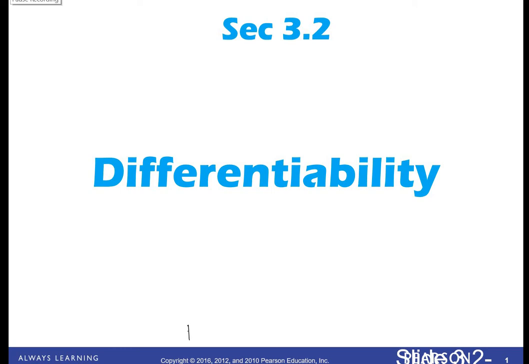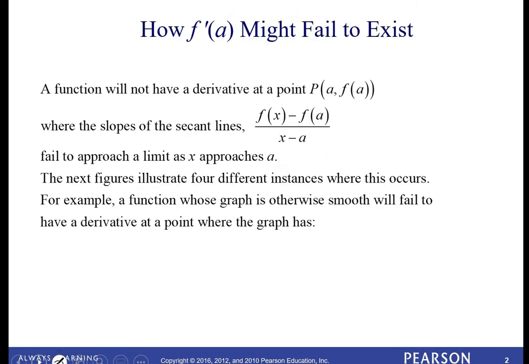In section 3.2, we're going to talk about differentiability, so the ability for a function to have a derivative. How f prime might fail to exist. A function will not have a derivative at a point P, called f of a, where the slopes of the secant lines, again this is our average rate of change, fail to approach a limit as x approaches a.